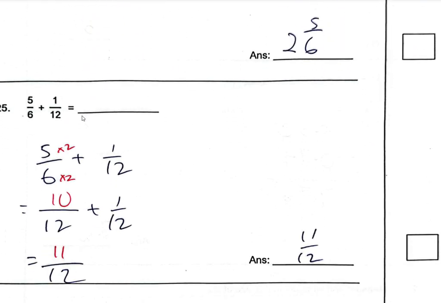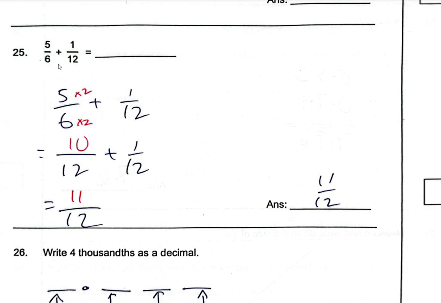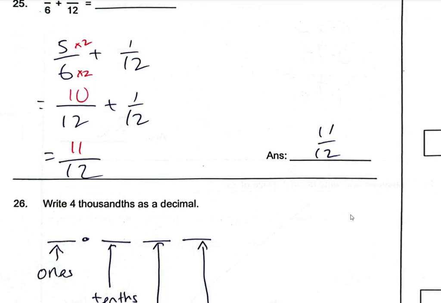Now, next, question 25. To add fractions, I need to make sure the denominator is the same for both of these fractions. Since this is a 6, it's not a 12, let's turn the 6 to a 12, which is quite simple. 6 times 2, 12. 5 times 2, 10. So now my denominator is the same. I can now add the numerator. 10 plus 1 is 11. I keep the denominator the same, so that is 12.